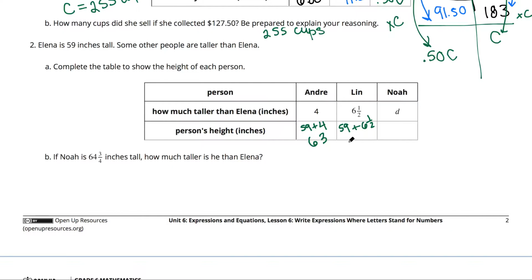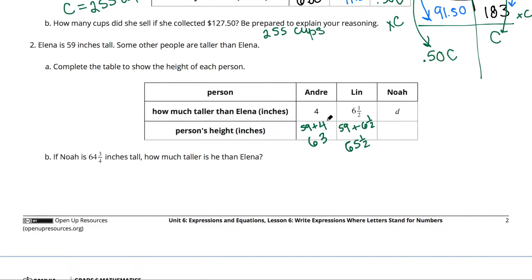That means Lynn is going to be 65.5 inches tall. Now, Noah, they don't tell us his height. They're just saying that Noah's going to be an unknown height. So how would we find Noah's height?